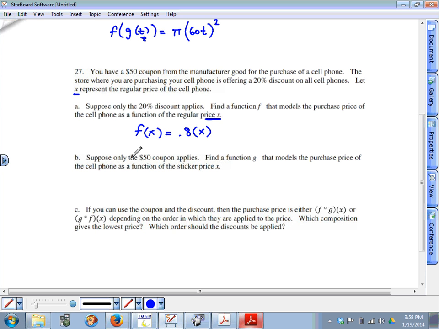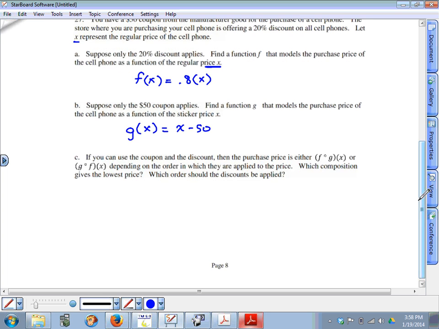Now part B, suppose only the $50 coupon applies, find a function g. So this is a function g, and it's going to be a function of the sticker price x, so this is g of x. Now this is not a percentage taken off, this is just plain old $50, so we're going to start with the original purchase price and take off $50.